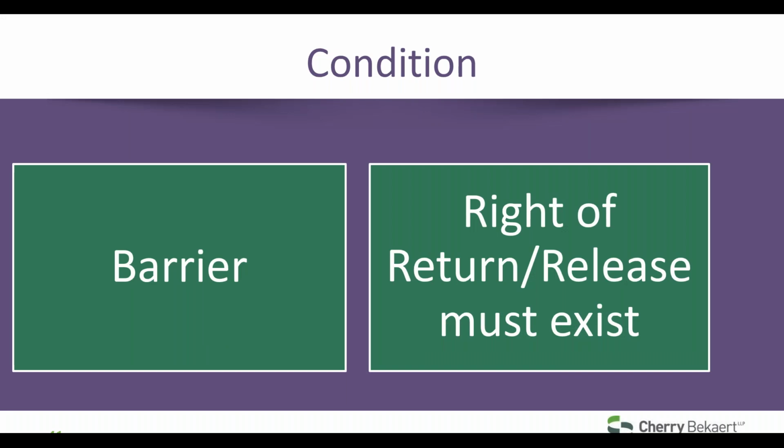ASU 2018-08 opens up some new definitions about conditional and how conditional items are defined. In order for a condition to exist, there must be a barrier and there must be a right of return. This is not either/or, it is and. You must have a barrier and a right of return. So that is the new step you have to go through for the condition to be present.